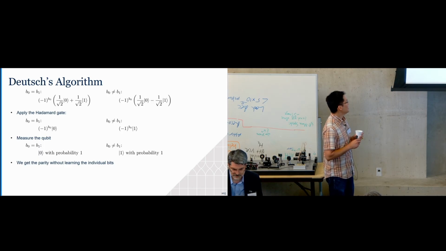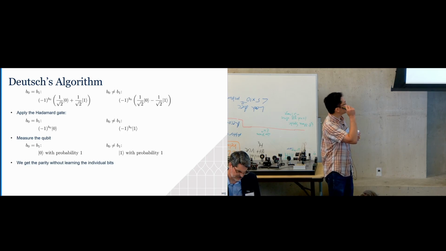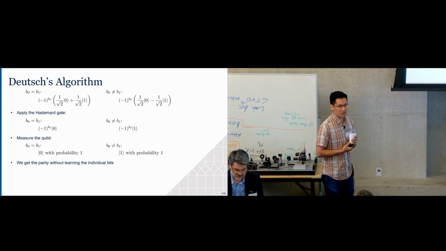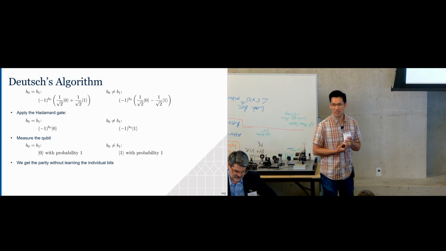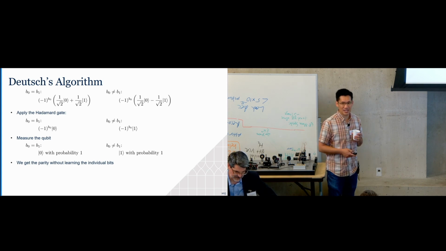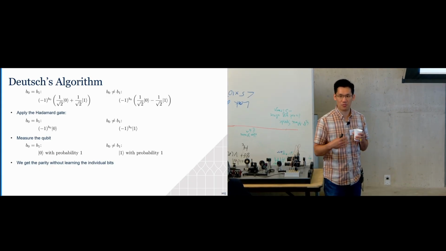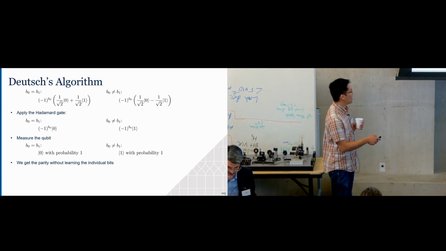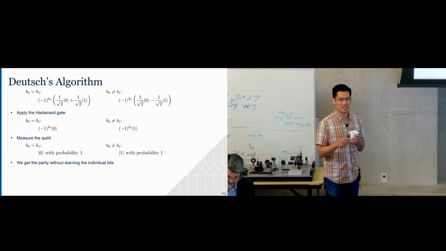which is why it's faster. And something that's interesting is we found the parity without ever learning what the bits themselves are. So for example, if you got 0, you go, oh yeah, I know we have even parity, but you don't know if they're both 0 or if they're both 1. Similarly, if you get odd parity, you don't know if it's 0, 1 or 1, 0.